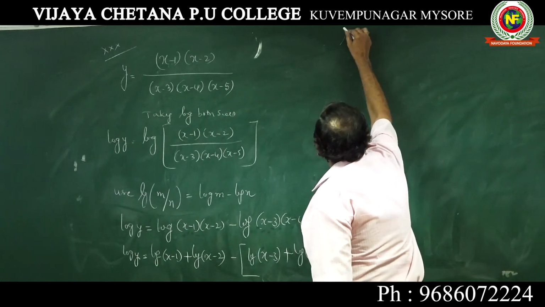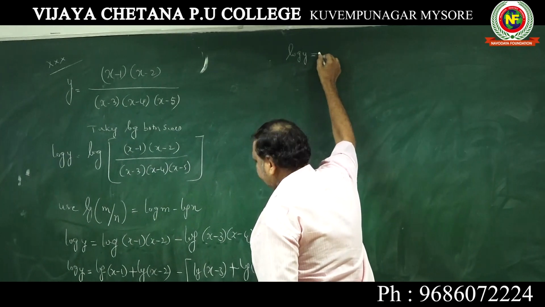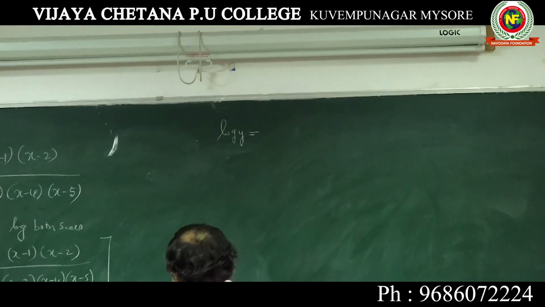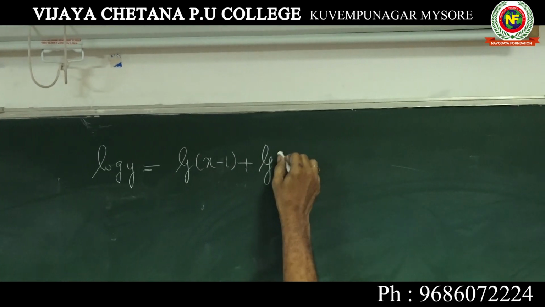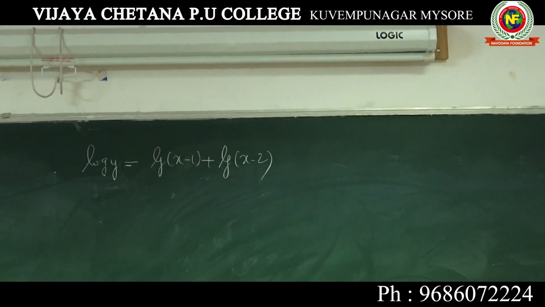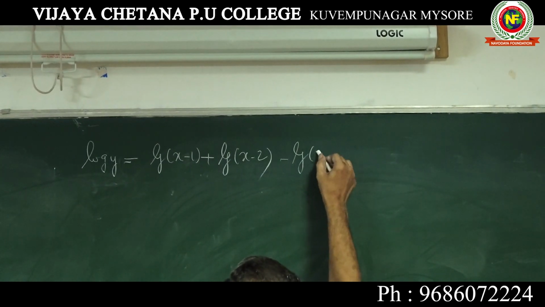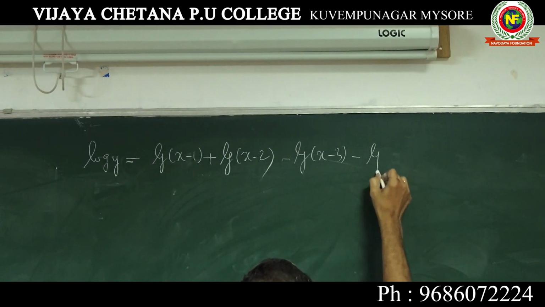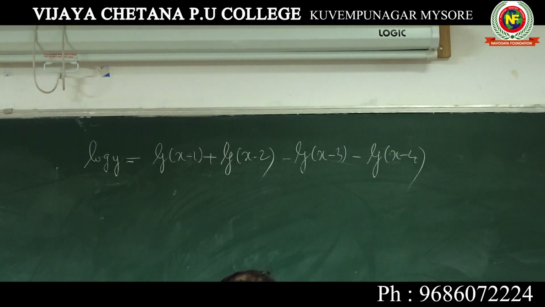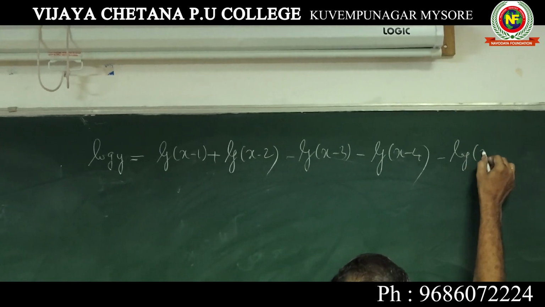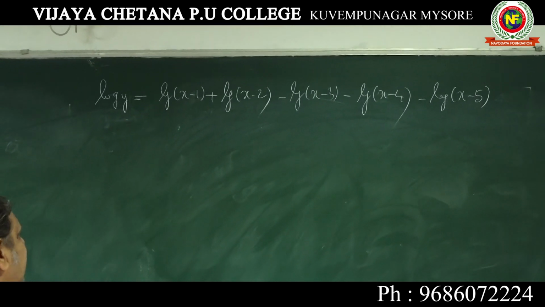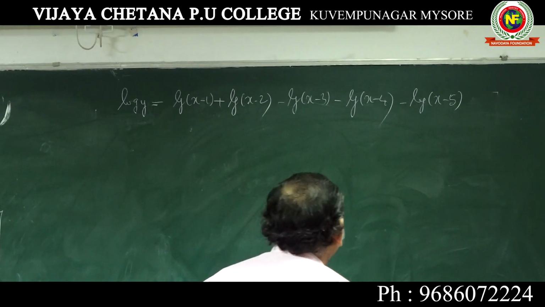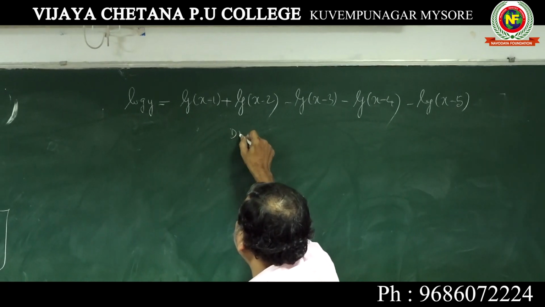Log y is equal to, now write log of x minus 1 plus log of x minus 2, now minus in the multiply matrix, minus log of x minus 3 minus log of x minus 4 and minus log of x minus 5. It is log m plus log n here, minus the multiply matrix. Now you start differentiating with respect to x.